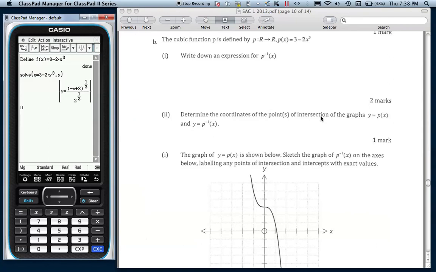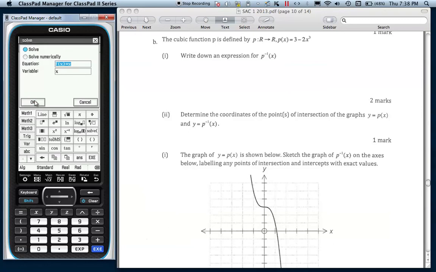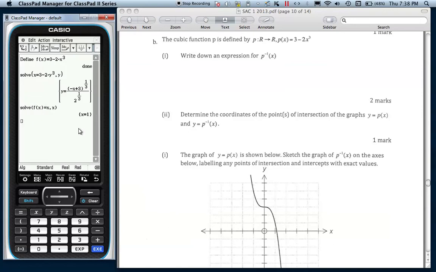If we want to determine the coordinates of the point of intersection, there's two ways to do that. One is to make p of x equal p to the power of minus 1 of x, or we also know that we can find that intersection if we make p of x just equal x. So we can do that here. We can just say f of x equals x, and we solve for that. Then we want to solve it in terms of x, and there's our answer. So the x value of the point of intersection is 1.